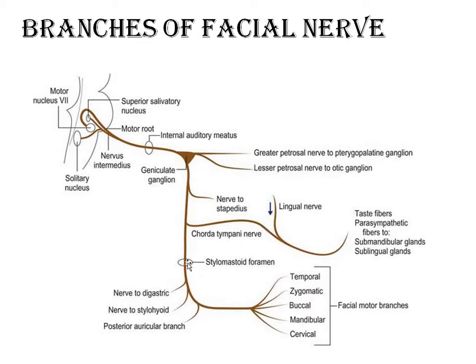Then from the stylomastoid foramen, it gives the nerve to the digastric, the nerve to the stylohyoid and the posterior auricular branch. And the extracranial branches are the temporal, zygomatic. These all are the extracranial branches. Then the other extracranial branches are the temporal, zygomatic, buccal, mandibular and the cervical. These are the facial motor branches.